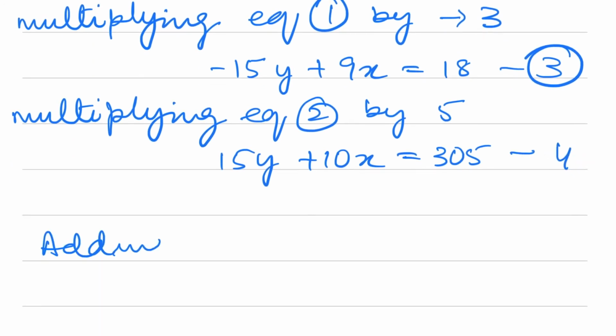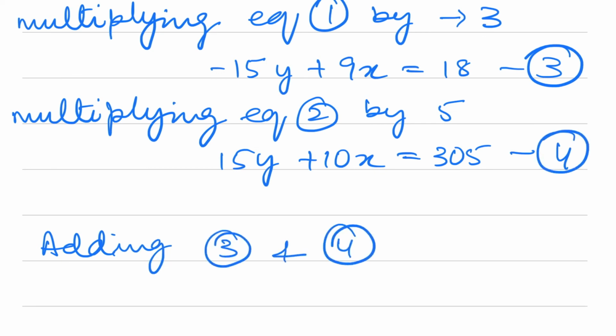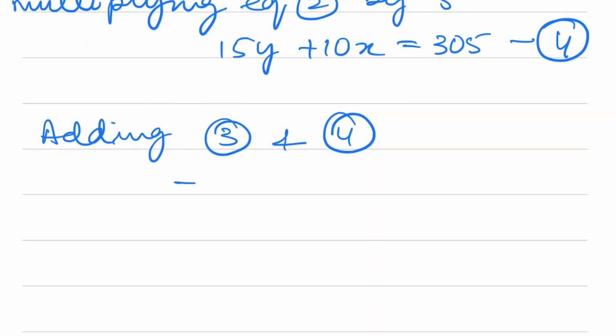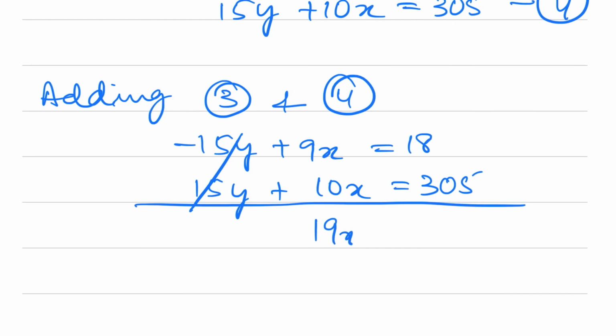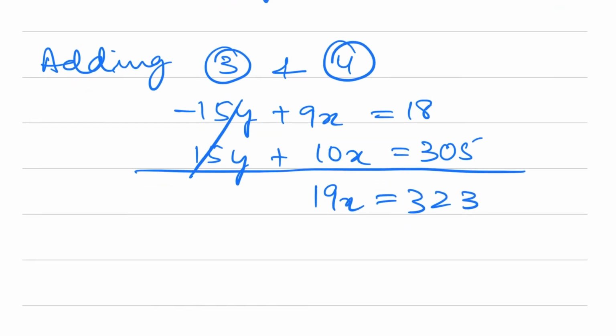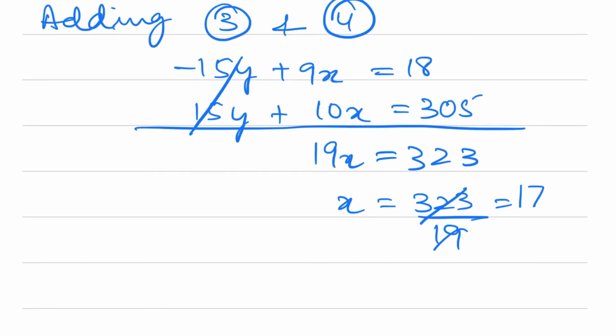So adding third and fourth equation, we get minus 15y plus 9x is equal to 18 and 15y plus 10x is equal to 305. So on adding, we get y cancelled, so 19x is equal to 323. So x is equal to 323 divided by 19. So 19 one time and 7 times. So we have got x is equal to 17.